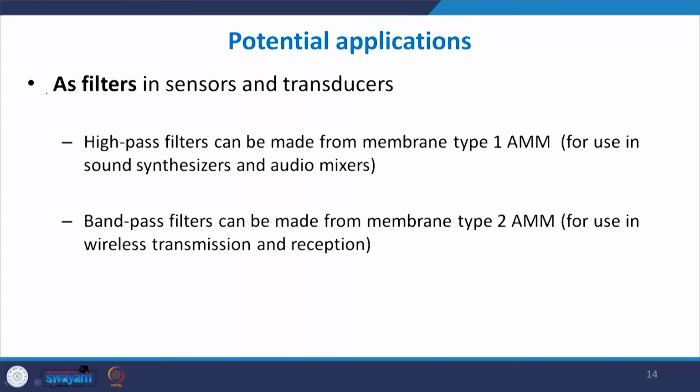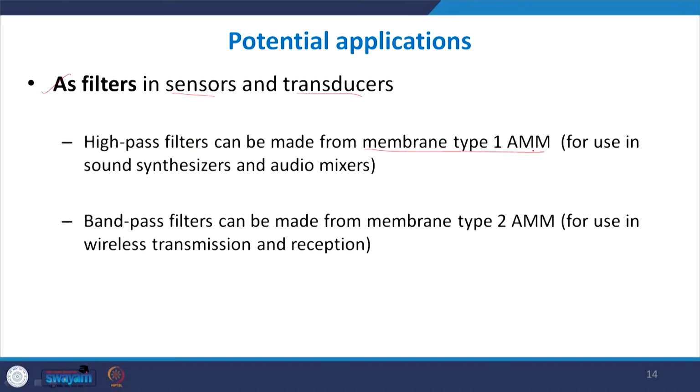So what could be the potential applications? One application is that it could be used as filters in sensors and transducers. So it could be used as a high pass filter, which only allows the frequencies beyond a certain value to pass through. So you have some cutoff frequency, and frequencies above that can pass through, and that can be made using the first type of membrane acoustic metamaterial, where you only have a membrane. You know that it will block all the sounds up till a frequency f0, beyond which it can allow the sounds to pass through, and this can be used for sound synthesizers and audio mixers.